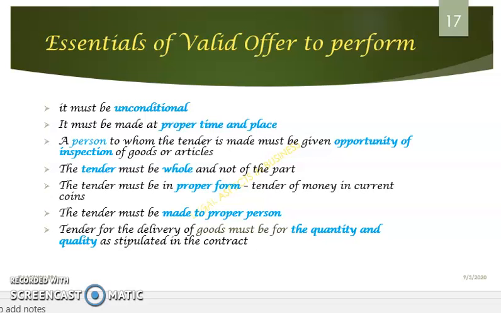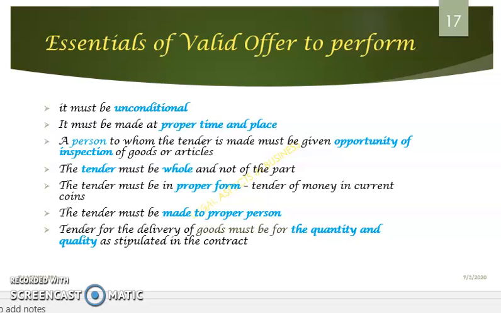Next one, tender must be whole and not of the part. It means that the offer to perform must be for the whole obligation of the promisor, not for part of the whole obligation. For example, A who agrees with B to supply 100 bags of rice on a particular day supplies 80 bags. So the offer to perform is only for part of the obligation instead of the whole obligation.